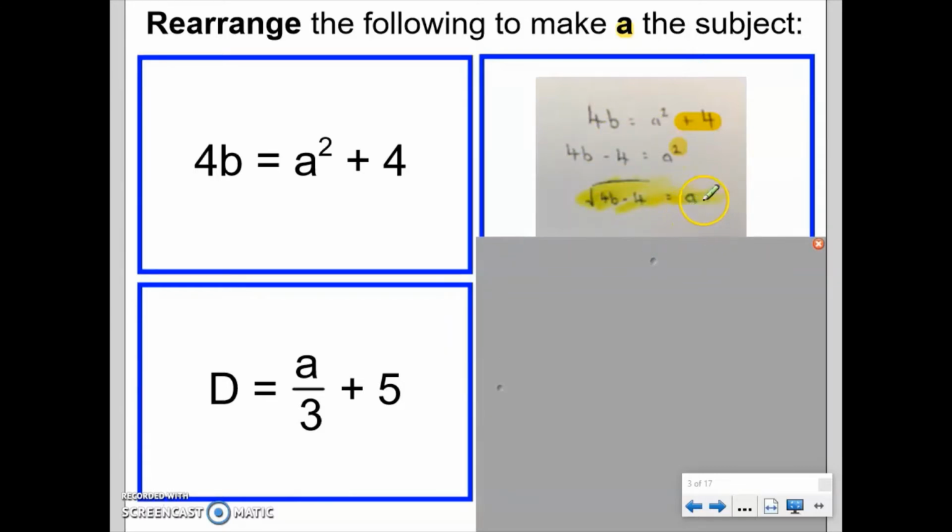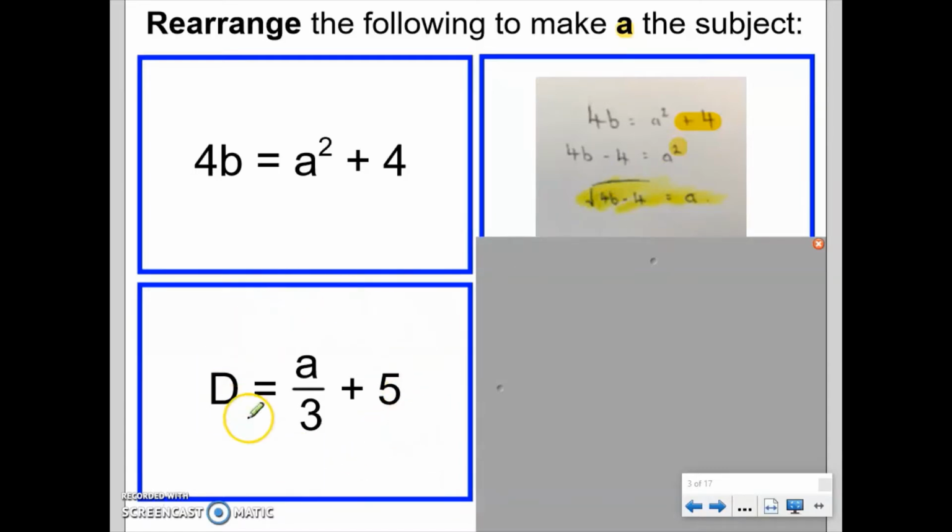Now I've got my single A and I've made A the subject. Notice that when we take the square root of 4b minus 4, the top of the square root sign goes over the full expression. 4b minus 4 is all under the square root sign.